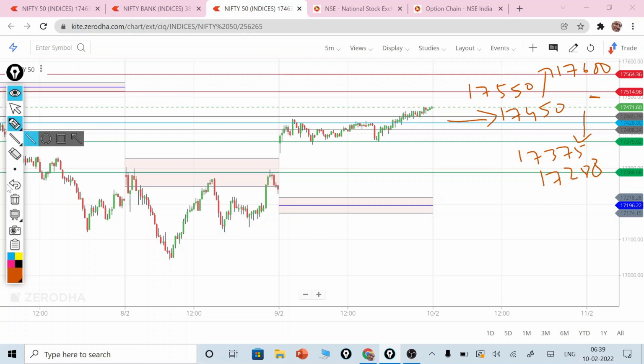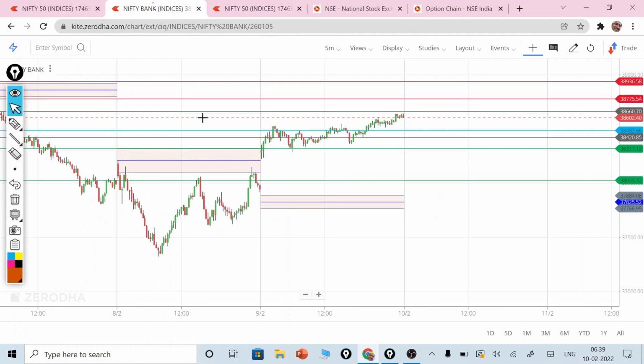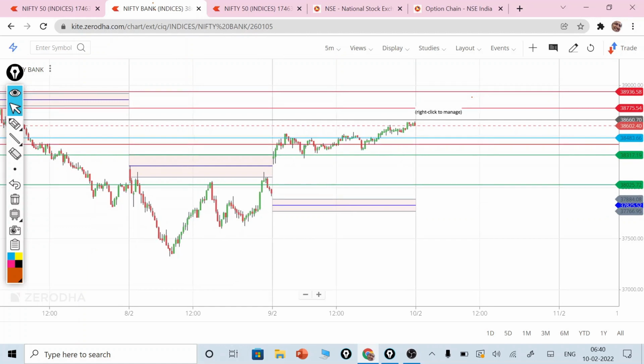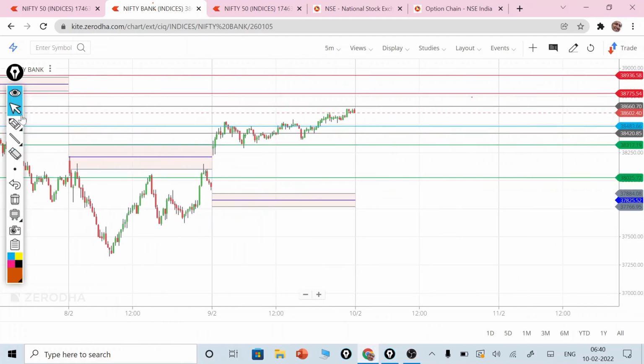Let me come to Bank Nifty. Bank Nifty pivot is around 38,420. So that is here. So 38,420, that is this line.